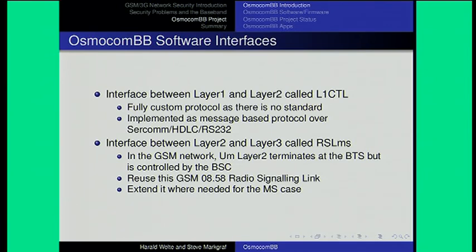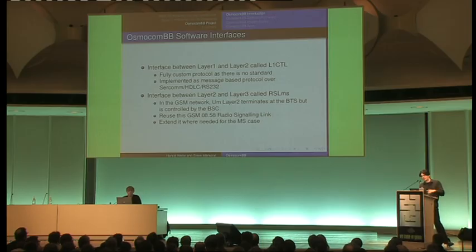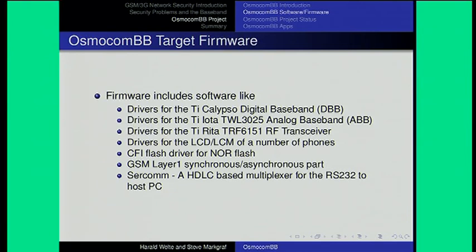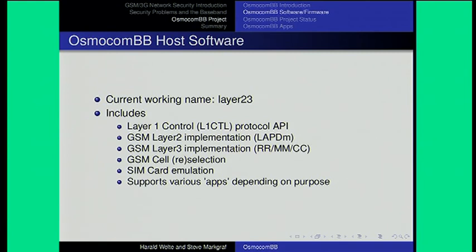Then we have the layer two code that exposes an interface called RSLMS. If anyone has ever heard of RSL, it's the radio signaling link that's used in the radio access network, the network side of GSM. We modified it to be able to use it on the telephone side as well. It doesn't really fit 100%, but 90% at least. The firmware, so we cross-compile a firmware that contains layer one. It contains NOR drivers, LCD drivers, drivers for the hardware, all that. We cross-compile it and we install it onto the actual device. And we will show how that works in just a very short time.